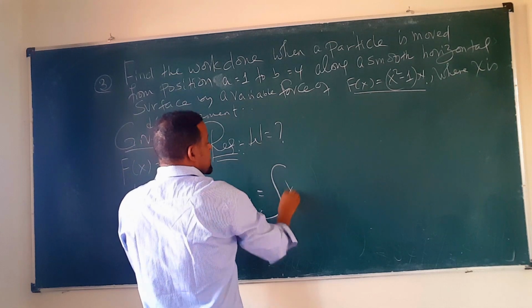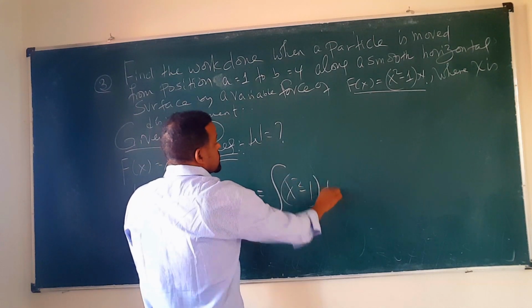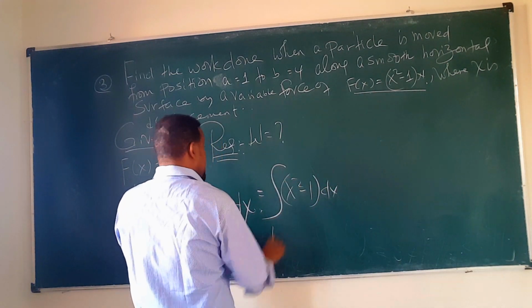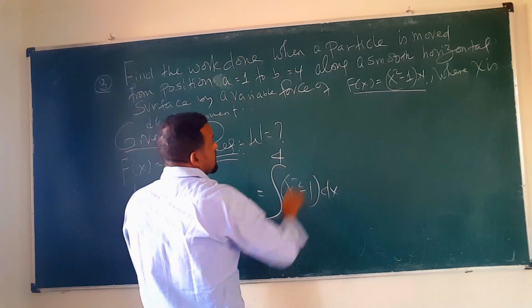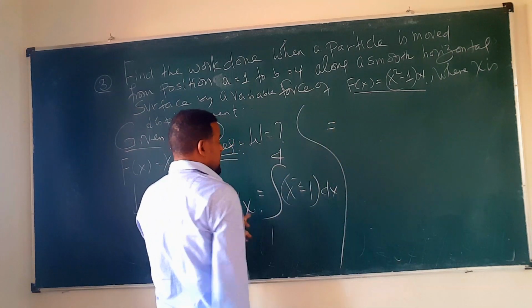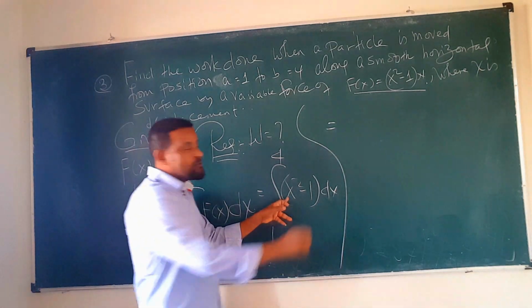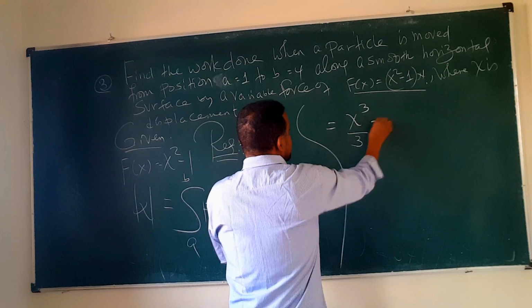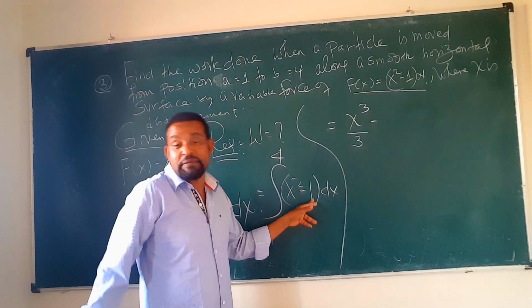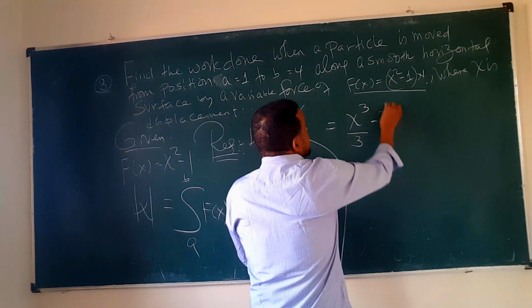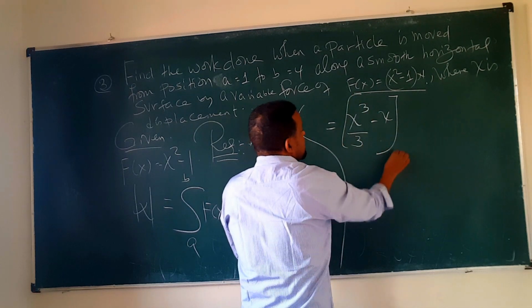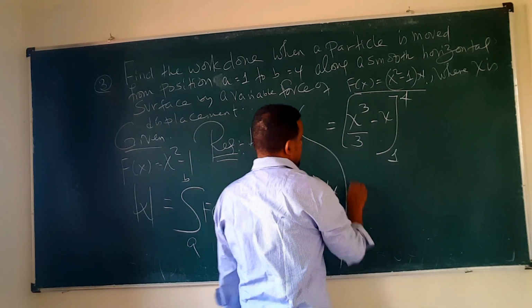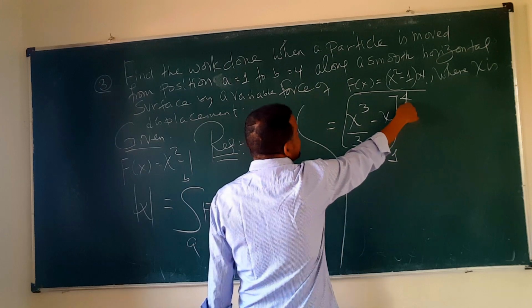So that will be the definite integral of our work done. Our force is x squared minus 1, dx, from A equals 1 to 4. The integral of x squared is x to the power 3 over 3, minus the integral of 1, which is x, evaluated from 1 up to 4. So first insert 4 here.